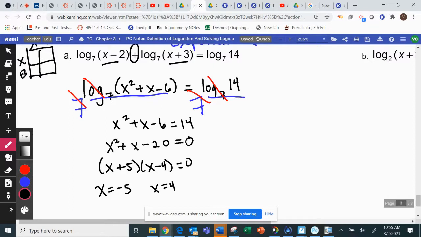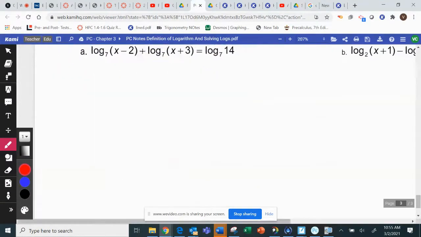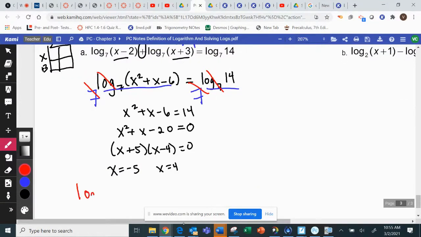If I'm checking my answers and I plug in -5, I will have log base 7 of -7, and I'm going to stop right there. There's something that I said that you can't do. You can't take the log of a 0 or of a negative number. You can't do it. So guess what? That's not an answer. So I do need to check my answers.